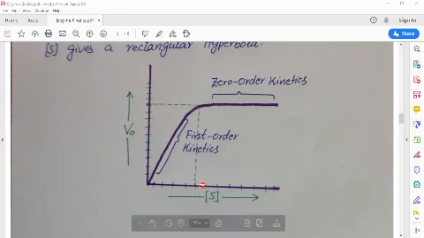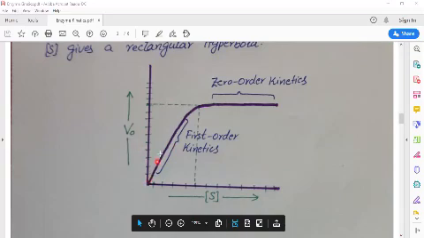After that, if we increase the substrate concentration, the rate does not increase anymore. At this substrate concentration, the rate is the same. It means that in the beginning, if we increase the substrate concentration, the rate is directly proportional to the substrate concentration. As we increase the substrate concentration, the rate also increases.